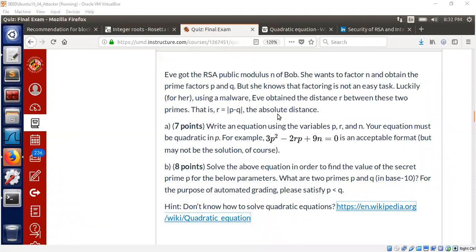Hi, today I will talk about a problem given to grad students at the University of Maryland. I will talk about the solution to this problem. Okay, let's get straight into the problem.